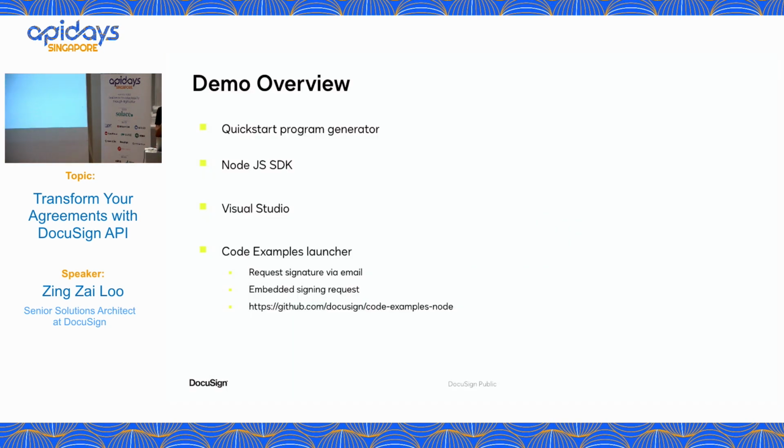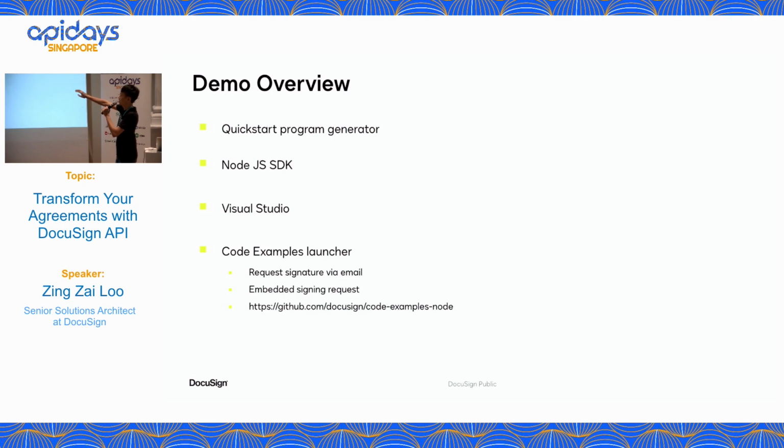Okay. So for the demo, I will be making use of something that can be found online. It is called the Quick Start Program Generator. What this is, at the click of a button, you will download the entire package from our developer center. You can just install the packages, run it, and then it will pretty much give you a boilerplate of whatever you can do with it.